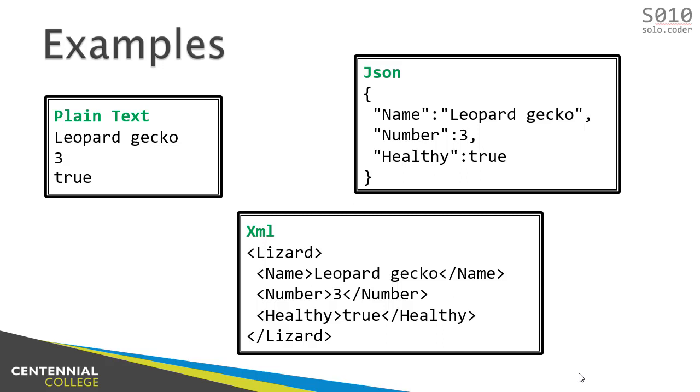Now, it's not the only format out there. You can have XML as well. However, XML is a little bit of a longer format. The final content becomes a bit larger compared to JSON, and JSON is more used out there.